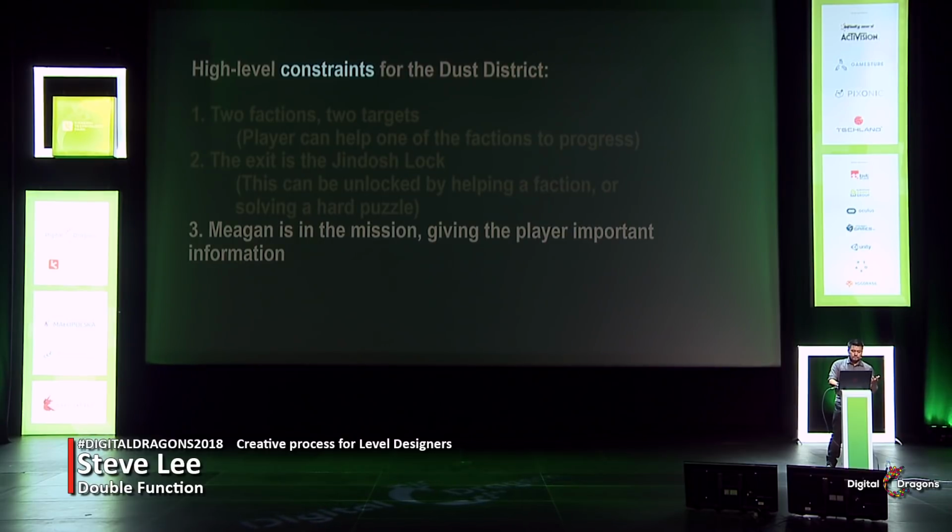And the third constraint that was established at that time was that Megan, who's one of the friendly characters in the game, is in the mission and she's there to talk to you and give you some important information about how the mission works. And like I say, there were lots of other constraints too, but these were the main ones that contributed to the very high level structure of the level.